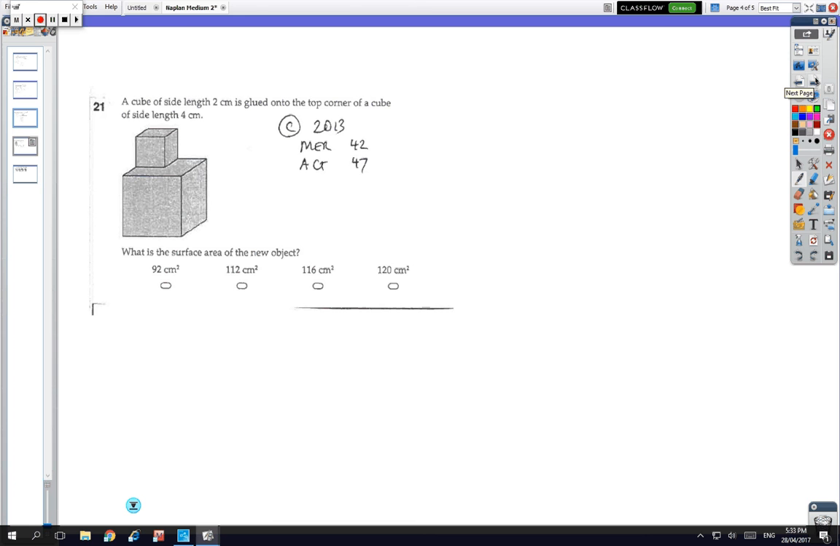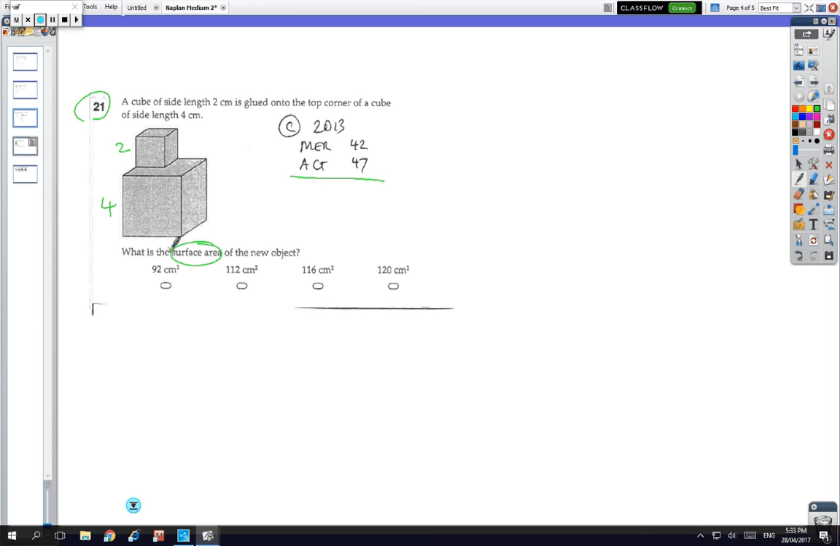Okay, so second last question. Again, this one's 21, so it's starting to get into the harder set, and about half the kids get it right. So we've got a cube of 2 stuck on top of a cube of 4, and we're doing surface areas, not volumes. So think about the faces that you can see and see how you go.